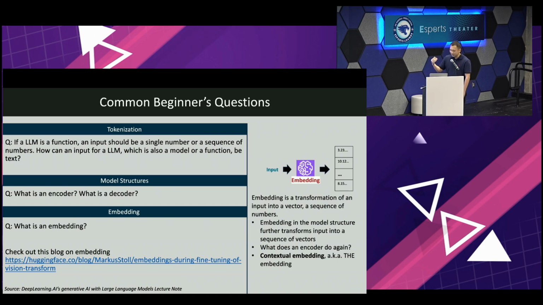Okay, then contextual embedding is the single vector that summarizes the entire context of the text. And people just call it embedding. So when people say embedding, it means contextual embedding out of the encoder. Good? All right.